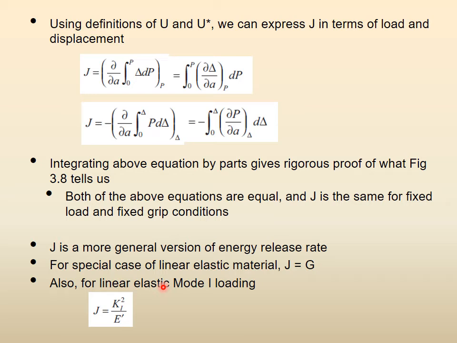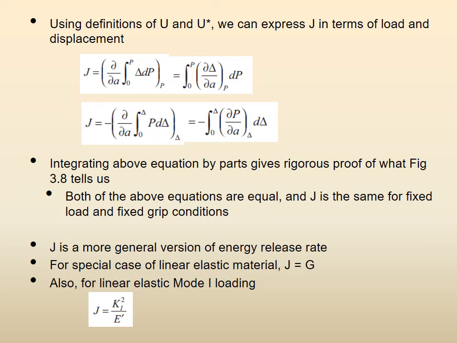Also, for linear elastic mode 1 loading, J is the same as G, K1 squared by E dash. Remember, right? This was G, but now it is J. So J is for elastic plastic, right? J is for elastic plastic. And it is the same thing. It is the differential of the potential energy with respect to the crack surface. So it is defined for the whole elastic plastic region.